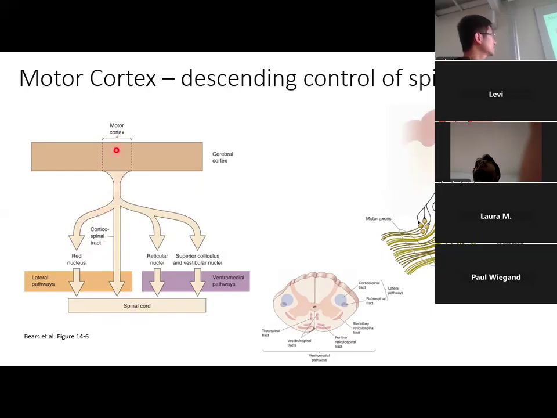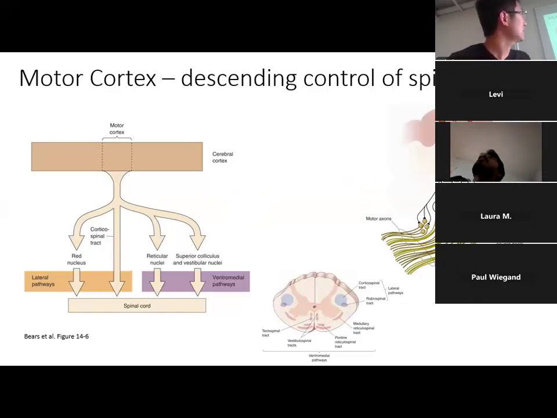At the same time, the motor cortex also sends descending tracts to other parts of the brain, including the red nucleus, which is part of the brainstem, and the reticular nuclei, also in the brainstem, and the superior colliculus and vestibular system. There are also other descending pathways, but we will not talk about them.